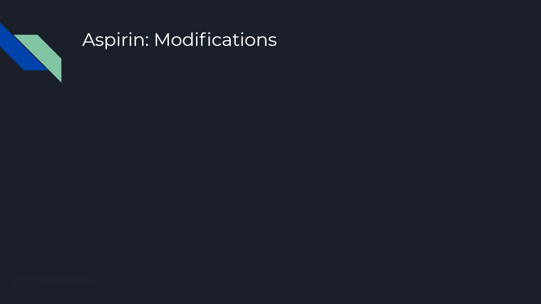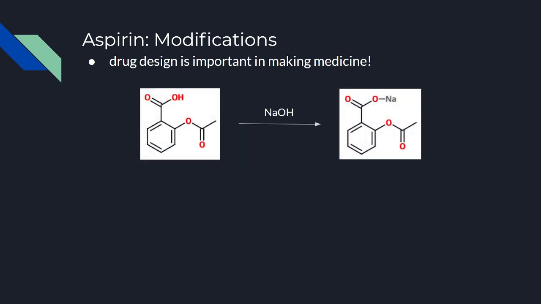Cool, so now let's look at modifications. We talked about last class that drug design is important in making medicine. On the left again is aspirin. Aspirin, because it has that OH up there, is actually an acid. And this is an acid-base reaction, right? NaOH is a base. We learned that acids and bases create water and also a salt.